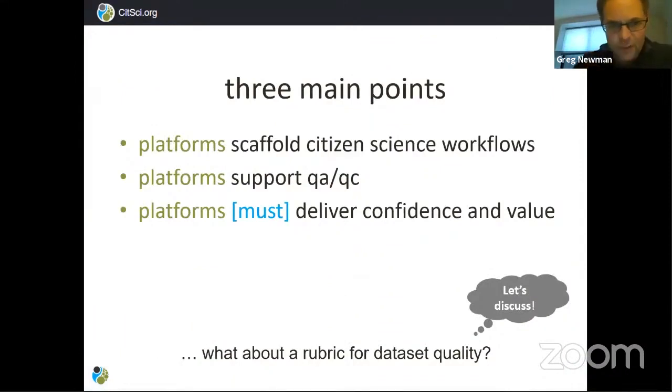So I want to start with 3 main points. I come at this from about 15 years now, with a focus of my work in developing and assessing citizen science platforms and developing platforms to help scaffold citizen science workflows, support quality assurance and quality control in citizen science, with the ultimate aim of delivering confidence, trust, and value for improving the quality of life through high quality science and evidence-based decision-making so that we can improve the world in which we live.